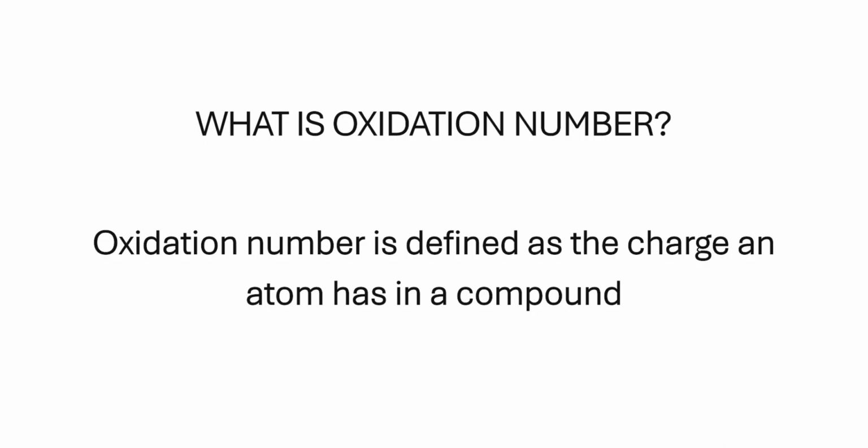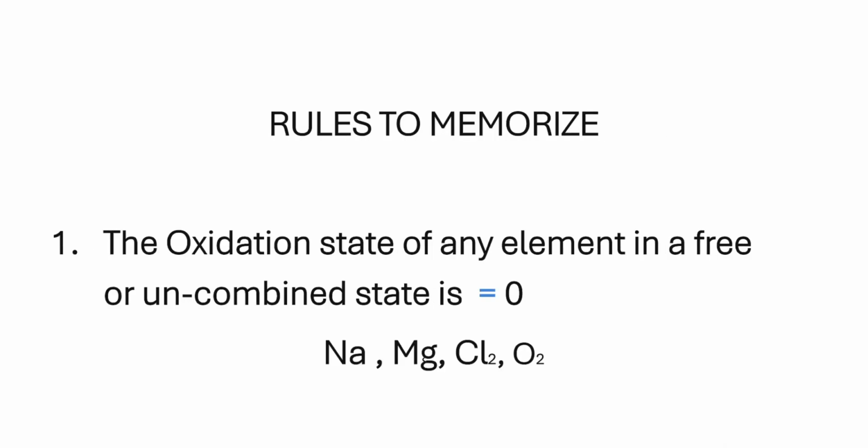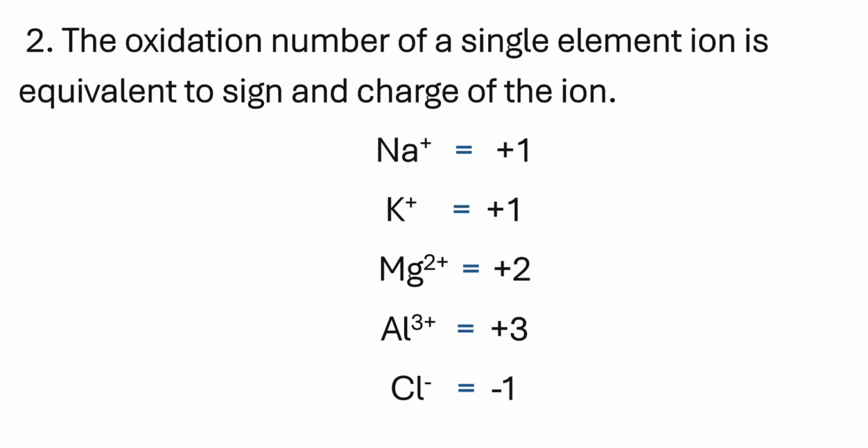Now, there are certain rules that must be adhered to while calculating the oxidation number or state of a given element. So, number one is that the oxidation state of any element in a free or uncombined state is 0. So, provided an element is not combining with another element other than itself, the oxidation state or number remains 0, as you can see in chlorine gas and oxygen gas. So going to the second rule, we have that the oxidation number of a single element ion is equivalent to the sign and charge of the ion.